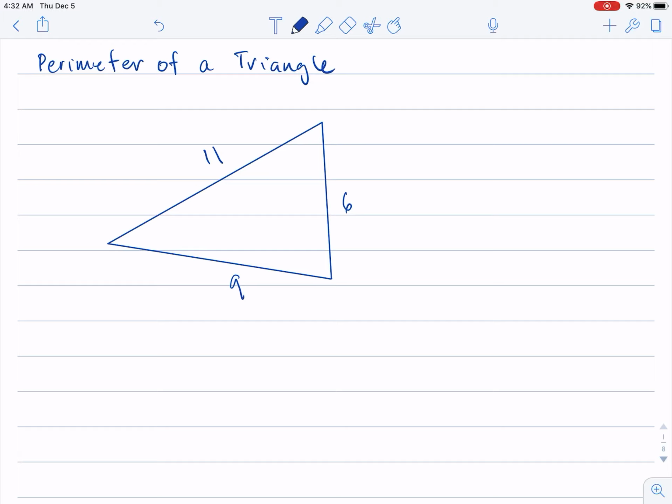So lahat ng sides ng polygon pag kinuha mo yung length nun, tapos inadd mo silang lahat, yun ang tinatawag natin na perimeter. So for example, here, if we have triangle ABC, the perimeter of triangle ABC is equal to 11 plus 6 plus 9. So perimeter is, ilan yan? 26 units. No?